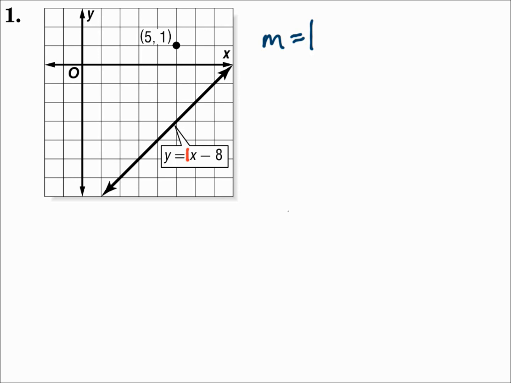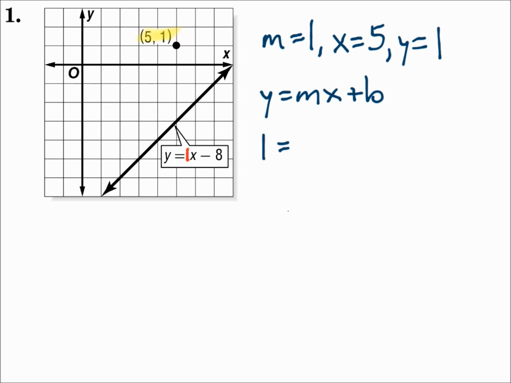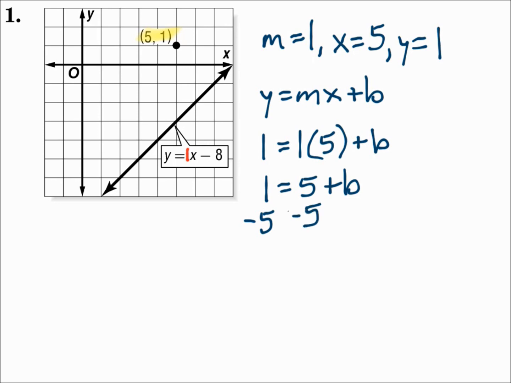Next, find b. So I'll use the point 5, 1. So x is 5 and y is 1. Find b and then substitute in for the final answer. Y equals mx plus b. Y is 1, m is 1, x is 5. Solve for b. 1 times 5 is 5. Subtract 5 from each side, and b is negative 4.